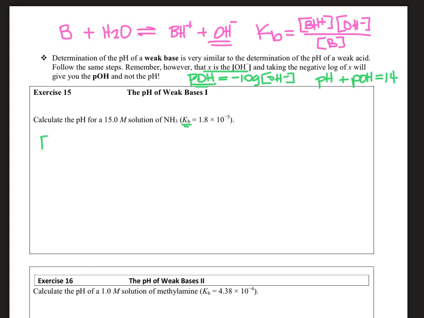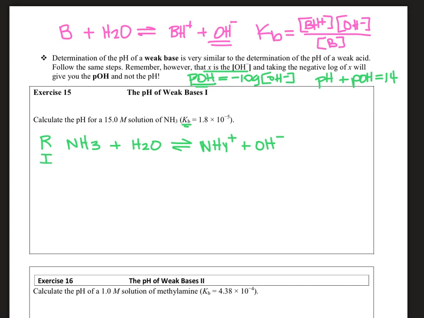So first off, for my RICE table, for my reaction, I'm going to start with writing NH3. There's my base, plus water is going to make, well, what do we know? We know that if NH3 is acting as a base, it's going to take a hydrogen. So we're going to end up with NH4 plus one more hydrogen, right? And leaving behind the hydroxide. We have to leave behind that hydroxide to ensure that it's a Kb expression.